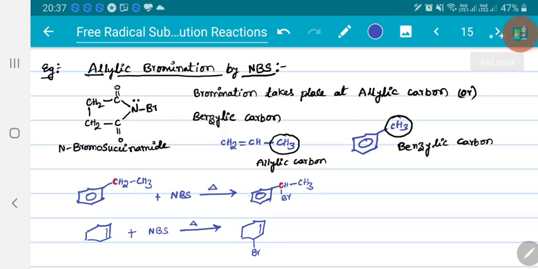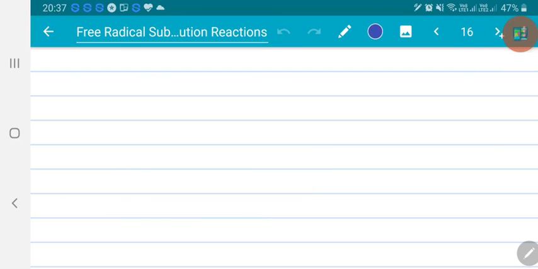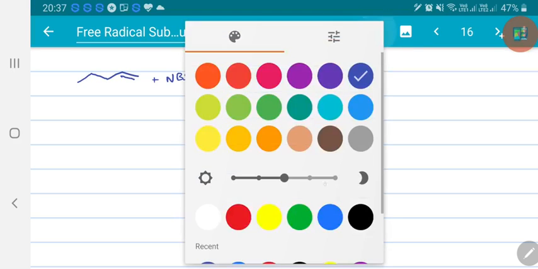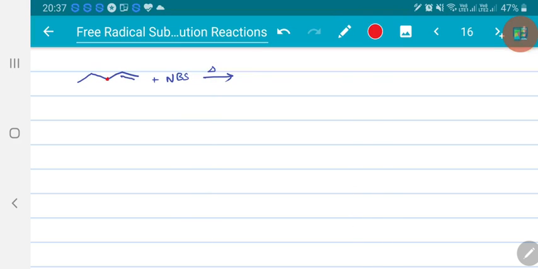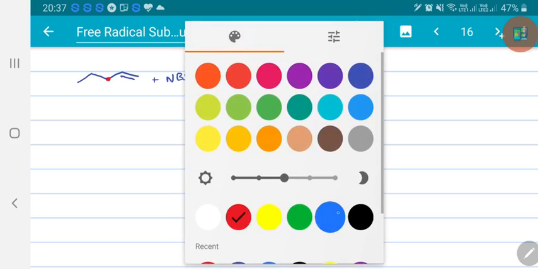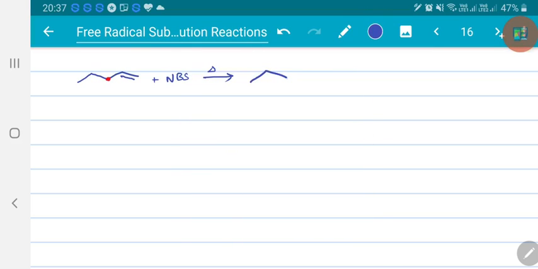Next, if you take another example and allow it to react with N-bromosuccinimide, this is the double bond and this is the allylic carbon. So bromination occurs at the allylic position, and the product obtained will have bromine here. This also occurs through a free radical mechanism.